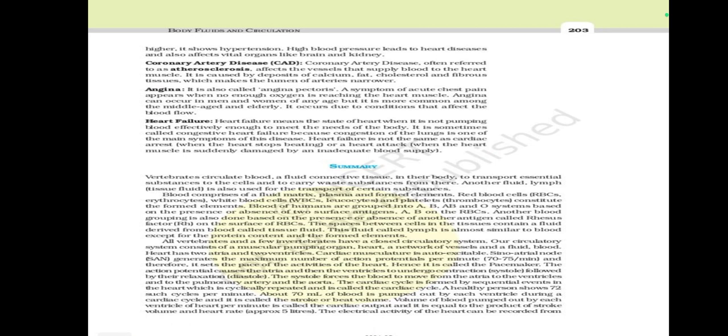Coronary artery disease (CAD). Coronary artery disease, often referred to as arteriosclerosis, affects the vessels that supply blood to the heart muscle. It is caused by deposits of calcium, fat, cholesterol, and fibrous tissues, which make the lumen of arteries narrower.